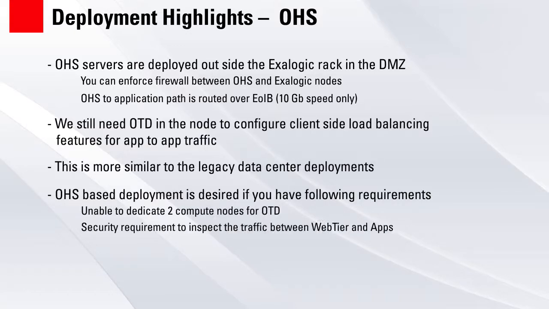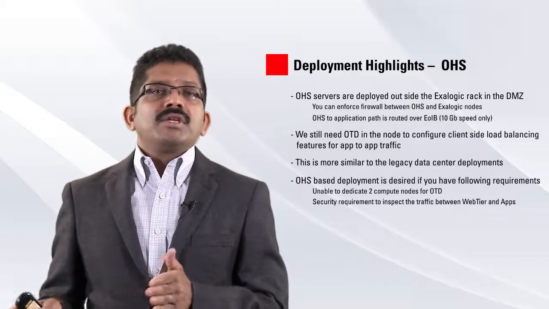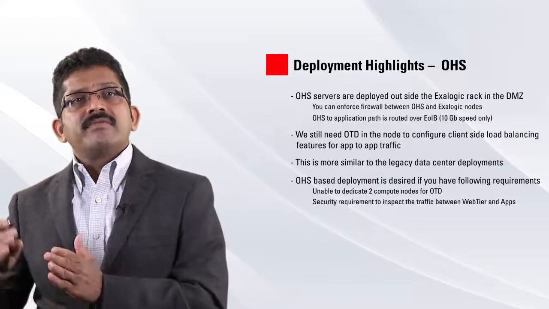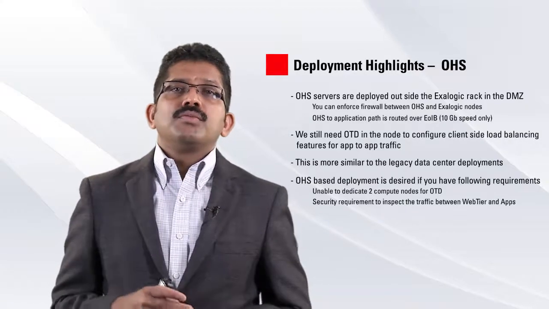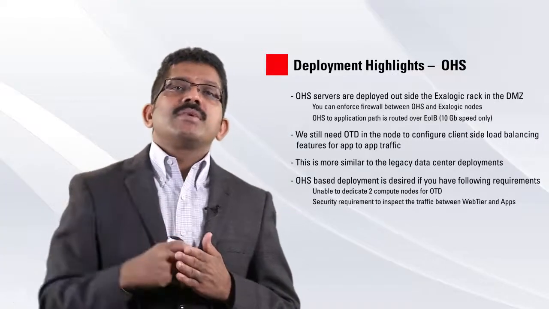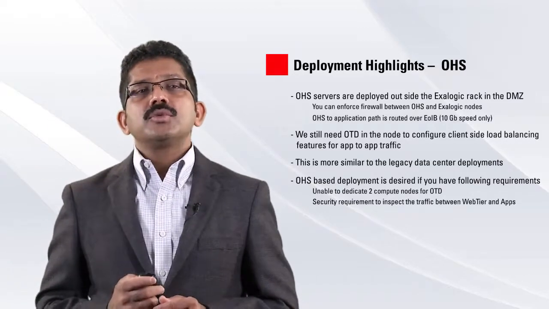And the advantages with this deployment architecture is, if you use OTD or OHS on a separate compute node, you are adding an extra hop, but you're not dedicating a compute node, and it's aligned with your rest of the application deployment in your data center. So based on your requirements, you can choose OTD in the Exalogic rack, or you can choose the separate web listener outside the Exalogic rack. So still app-to-app routing is taken care of within the InfiniBand, but when the request comes from outside, you are adding an extra hop. That is the negative side of this deployment topology.